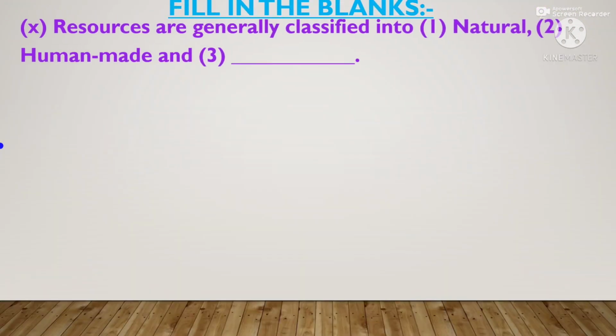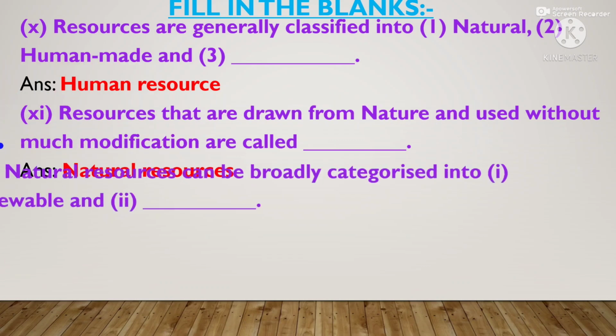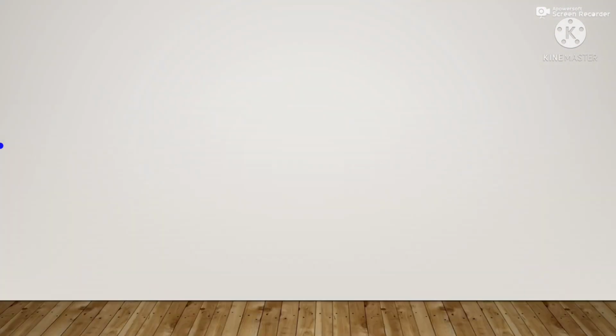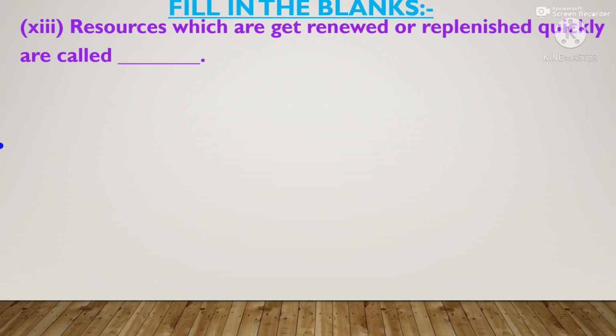Resources are generally classified into natural, human-made, and human resource. Next question. Resources that are drawn from nature and used without much modification are called natural resources. Next, natural resources can be broadly categorized into renewable and non-renewable resources. Okay. Next question. Resources which get renewed or replenished quickly are called renewable resources, students.